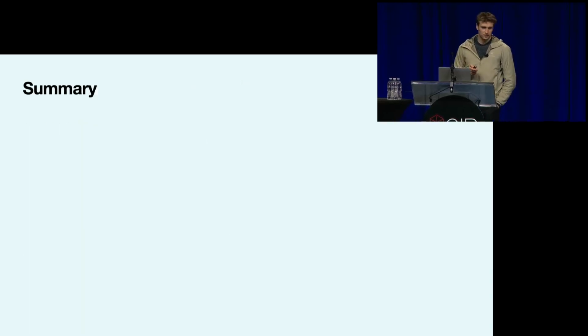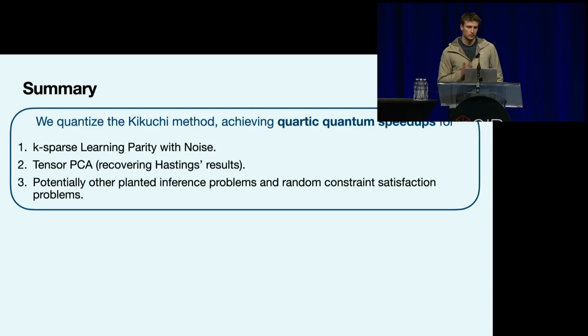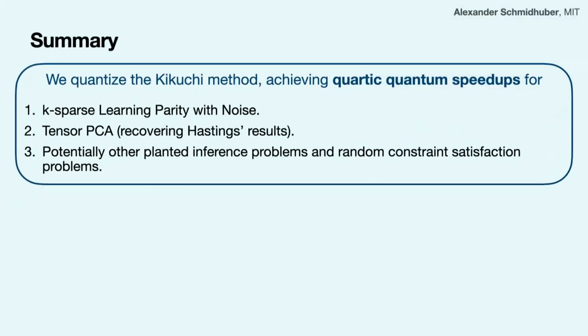Okay, so I'll wrap up. Just to summarize, we do two things in our work. We quantize this classical algorithm called the Kikuchi method, achieving a quartic quantum speedup for any problem where the best classical algorithm is the Kikuchi method. And that includes k-sparse LPN, it includes tensor PCA, and it potentially includes also other planted inference problems and random CSPs.